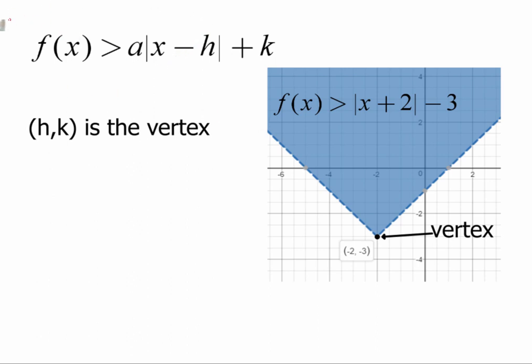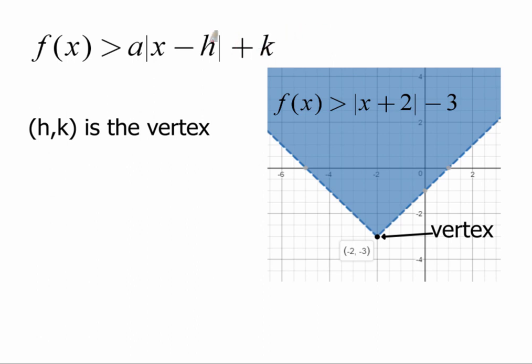The general form of an absolute value inequality looks like this. So it's f of x. This could be greater than, or it could be less than. It could have the equal to bar. And then over here, a times the absolute value of x minus h plus k. So a, h, and k will all have numbers filled in.